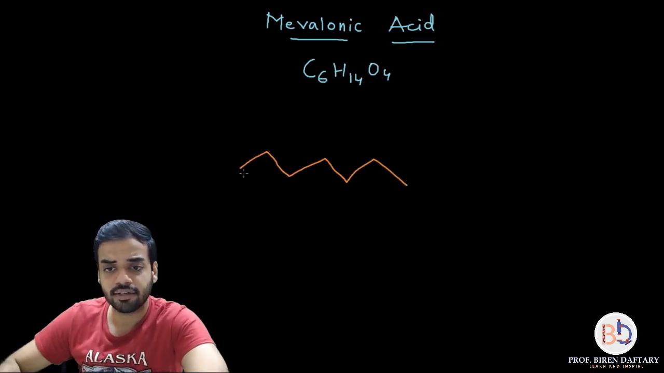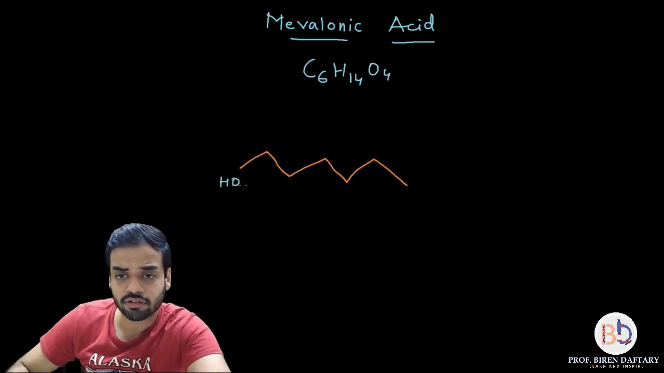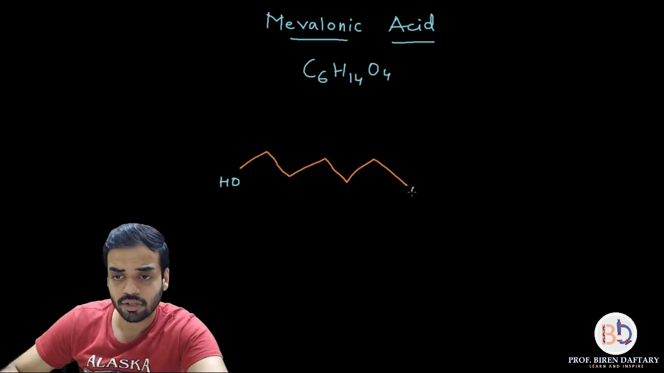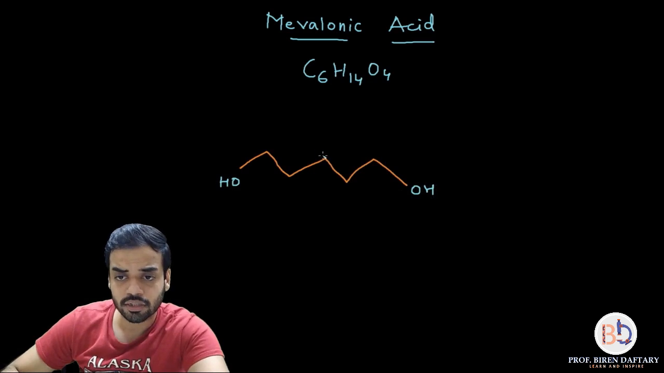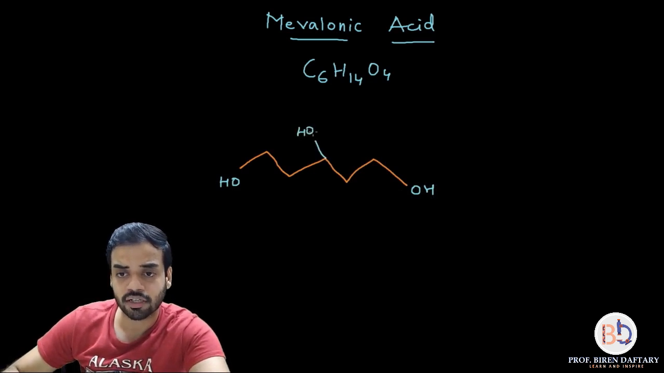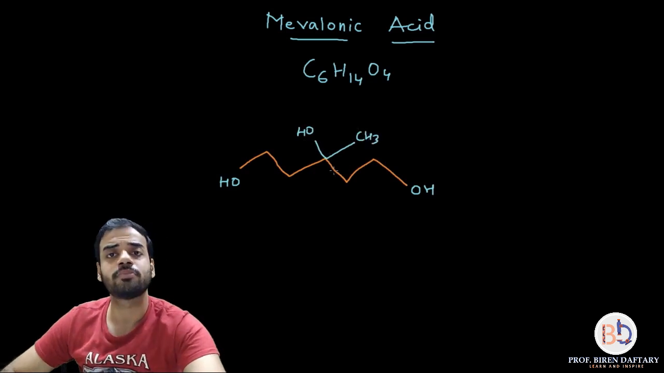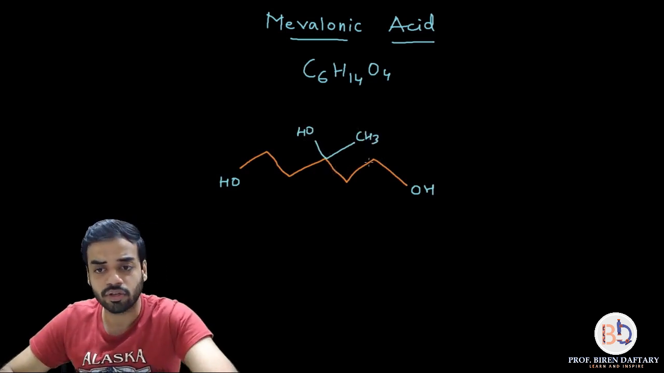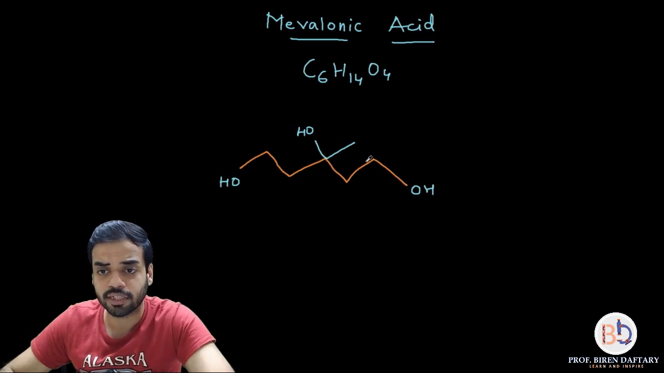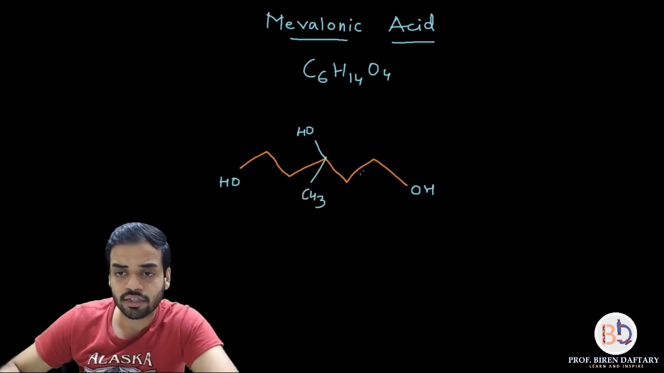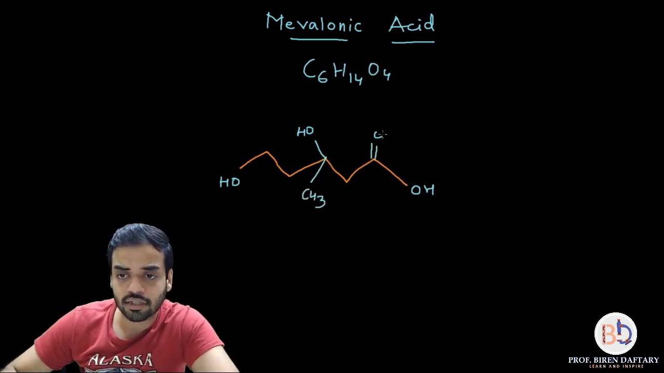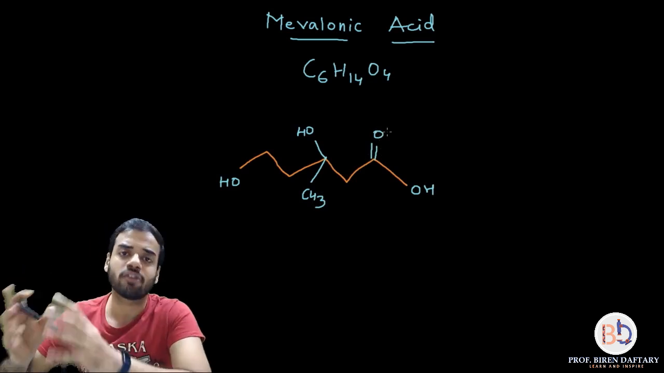Okay, and then you have a hydroxyl group over here. Similarly, you have a hydroxyl group over here. Then over here you have a hydroxyl group and another group, which is the alkyl group, the methyl group. Let me do one thing, I don't have much space over here. I will do this. There is a methyl group over here and there is a double bonded O. So this is the structure of mevalonic acid.